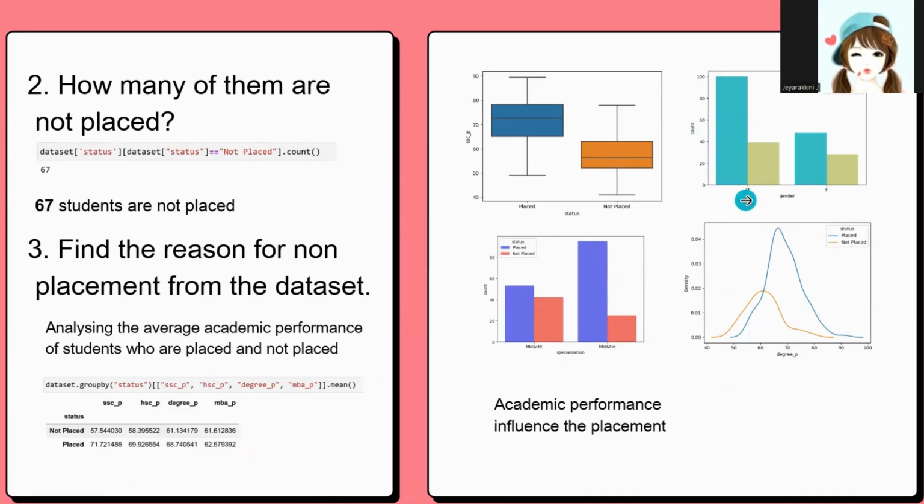We are also checking whether it is a gender-biased thing, whether the male candidates are placed more, but it doesn't seem so. The placed and not placed counts of both genders are nearly the same.